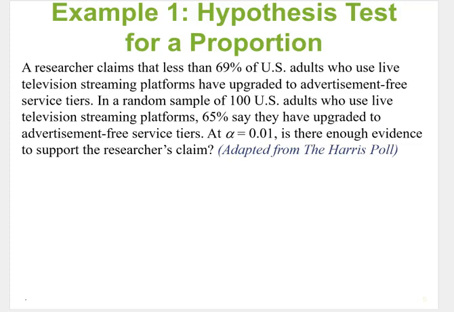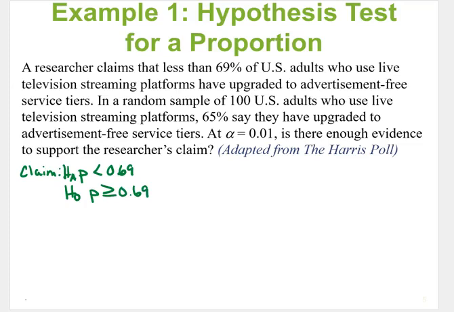All right, a researcher claims that less than 69% of U.S. adults who use live television streaming platforms have upgraded to advertisement-free service tiers. Okay, so that's the claim. So let's write that down. The claim is that the proportion is less than 0.69. Again, remember, if you're talking about percentages, make sure you use decimals. All right, and that is my alternate, because notice there's no equal. So my null would be that p is greater than or equal to 0.69.